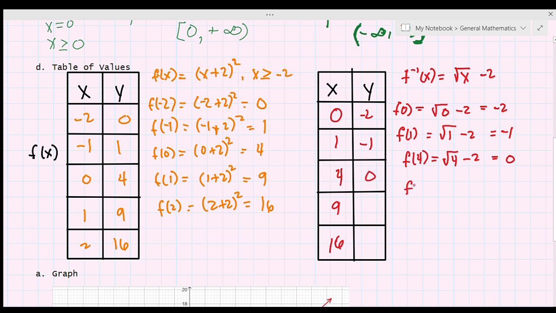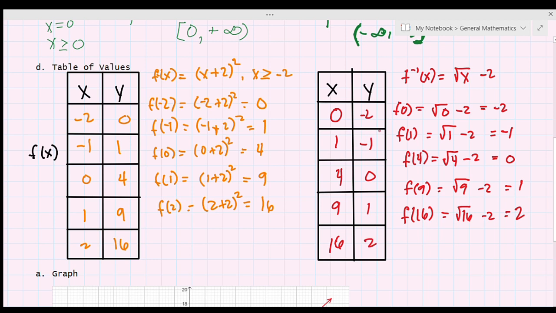And also we have f of 9. Square root of 9 minus 2, the square root of 9 is 3 minus 2, that is 1. And also we have f of 16. Square root of 16 minus 2. The square root of 16 is 4 minus 2, that is 2. So it is positive 2.